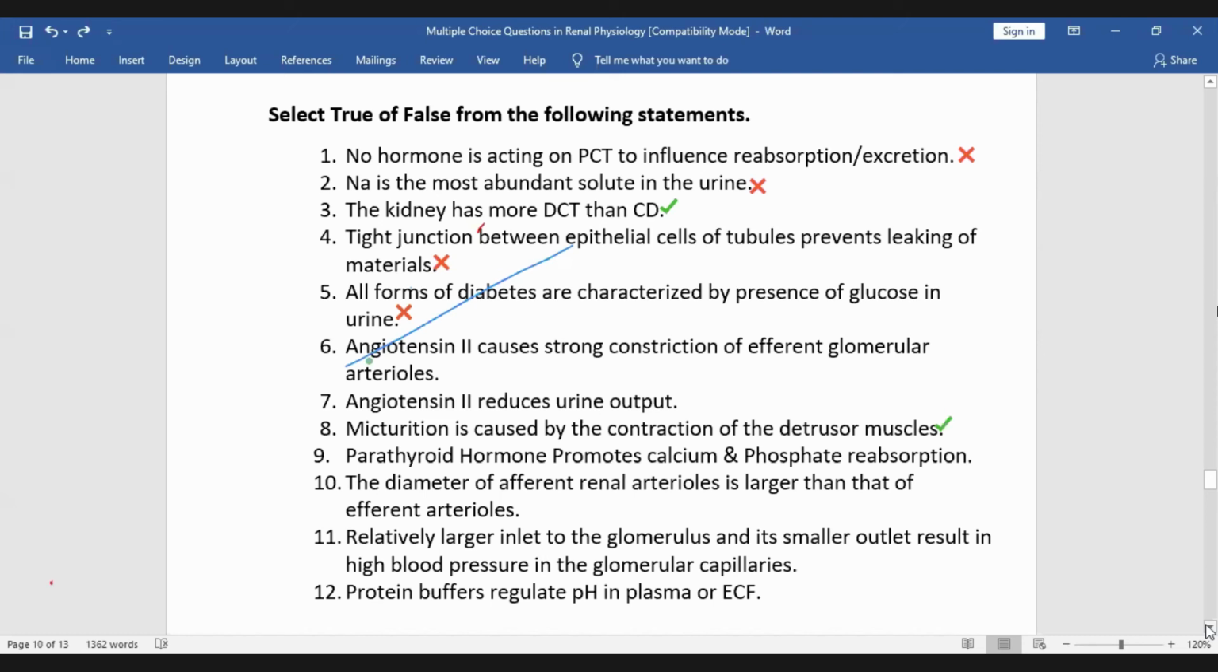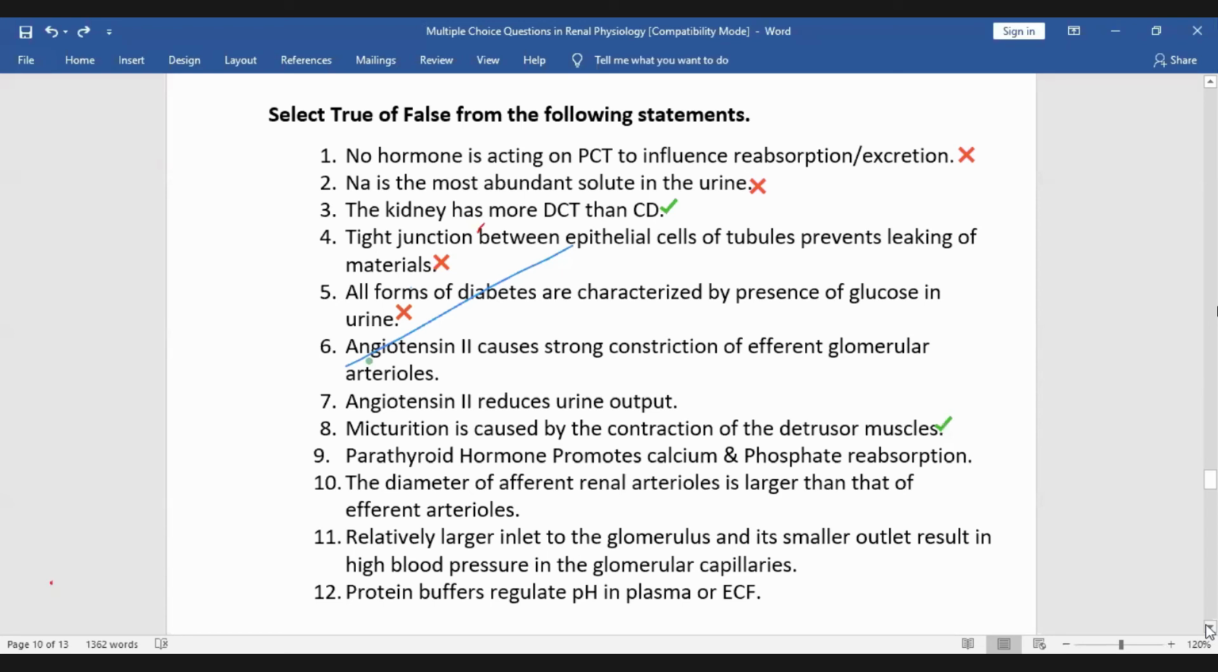So this is not the correct one. Parathyroid hormone promotes calcium and phosphate reabsorption is not a correct answer. It promotes the calcium reabsorption, but not the phosphate reabsorption. Phosphate excretion is promoted. Diameter of the afferent arteriole is larger than that of the efferent arteriole.